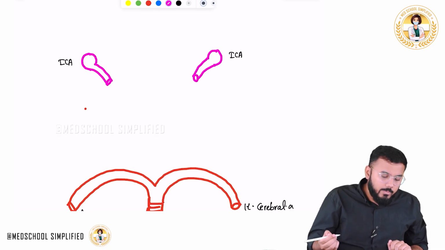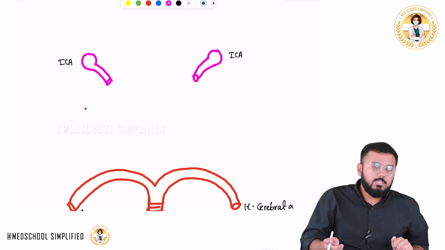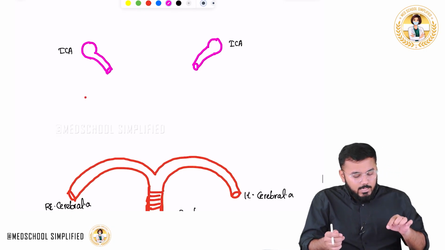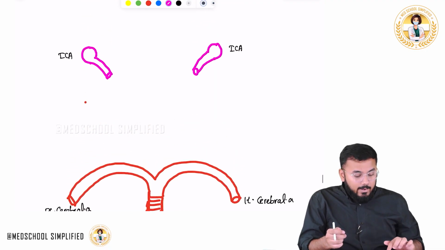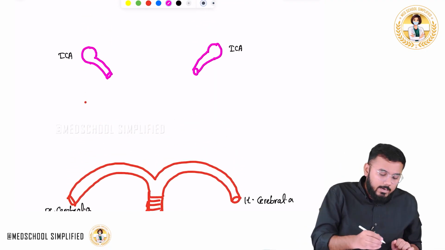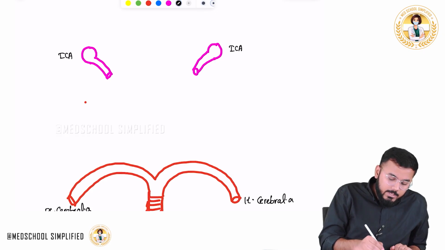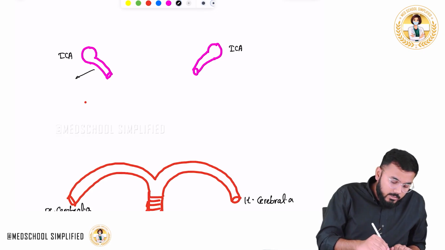You know what these two branches are called? See, this is the right cerebral artery, right? And this is also a cerebral artery. What is the name of this artery? This artery is also a cerebral artery, but one is on the right, so I can call it the right cerebral artery.